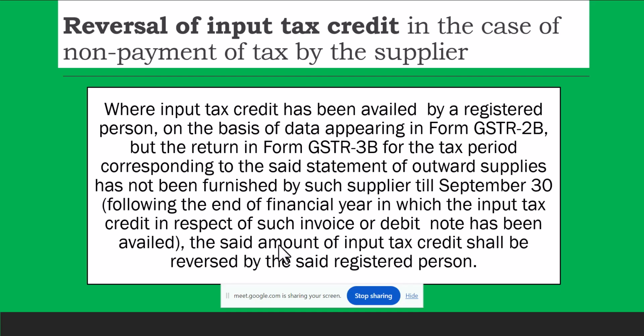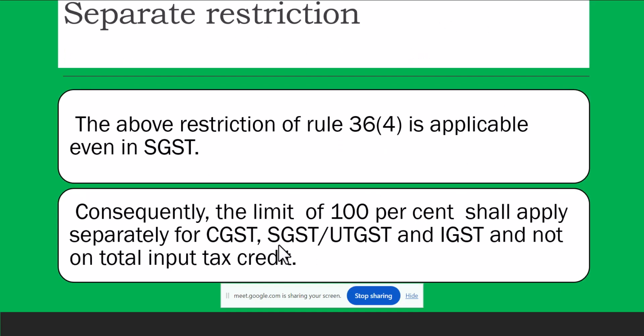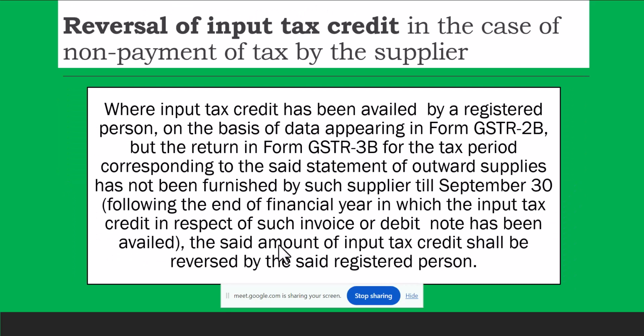Reversal of input tax credit in the case of non-payment of tax by the supplier. Suppose you have bought some goods from the supplier and you have not paid for it, then you have to reverse the input tax credit. अगर आपने कोई मटेरियल खरीदा और आपने उसकी पेमेंट ही नहीं करी, तो you are not entitled for the input tax credit and you have to make a reversal. Just read this, Kishore.